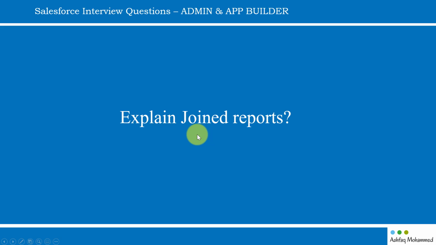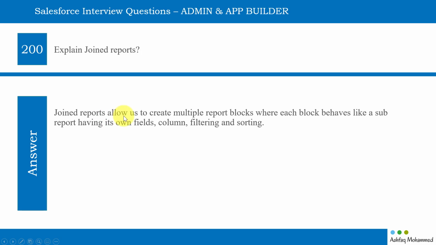So be prepared for these joint reports. Try to practice it. Okay. So joint reports allow us to create multiple report blocks, where each block behaves like a sub report, having its own fields, columns, filtering, and sorting. We can create multiple blocks but show them in a single report, right? Or it allows side-by-side comparison of our data with different conditions, right? I can create a side-by-side comparison from accounts and opportunities and cases for related objects.